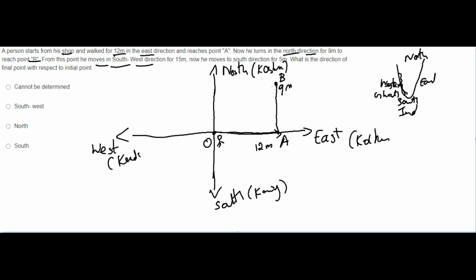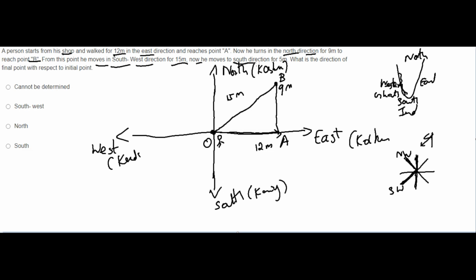Southwest means towards south but also in the west direction. I can draw it in this form. This is south, but this is southwest, SW. This is also the west side, but this is the north side, so this one is northwest. Southwest means in this direction only. From here he is going towards southwest for 50 meters.